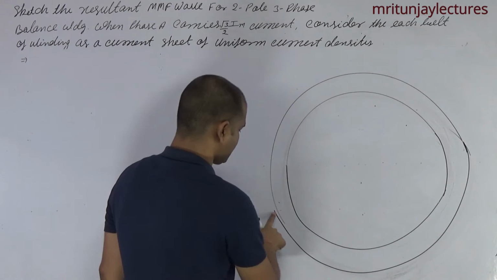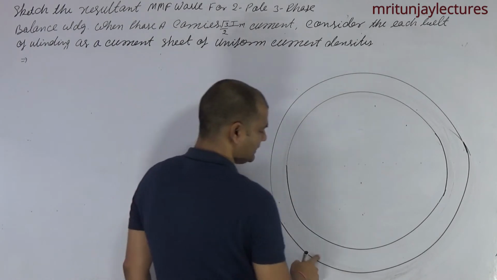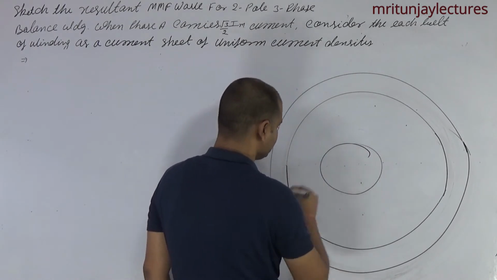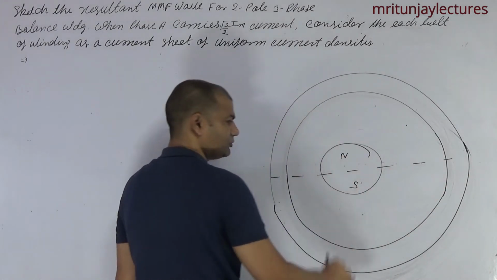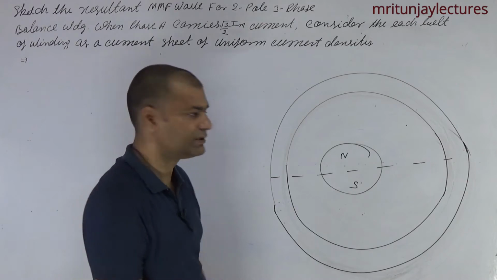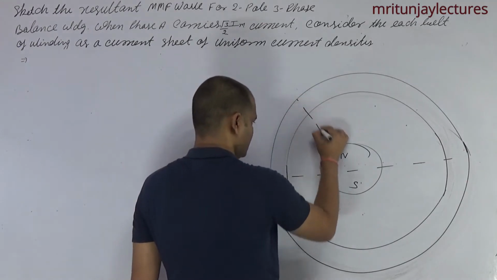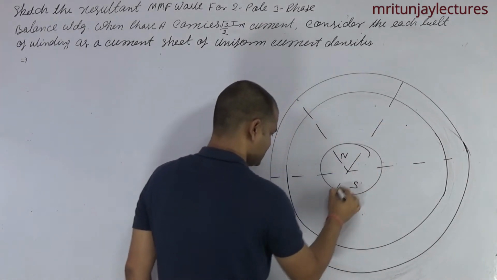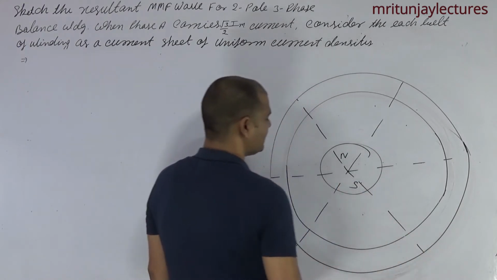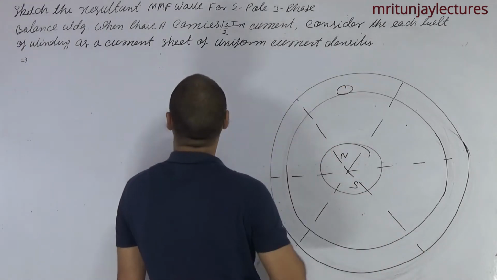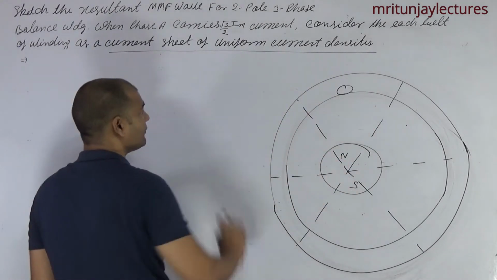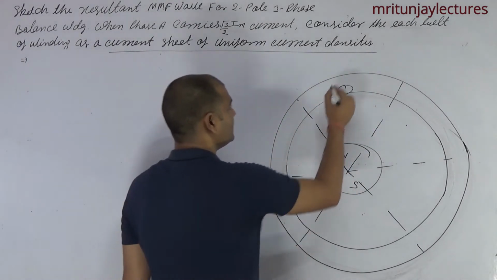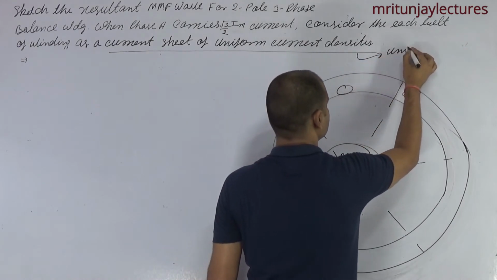Okay, that is the stator and this is the rotor. North pole and that is south pole, that is a two pole machine. And current sheet of uniform current density means uniformly distributed winding.